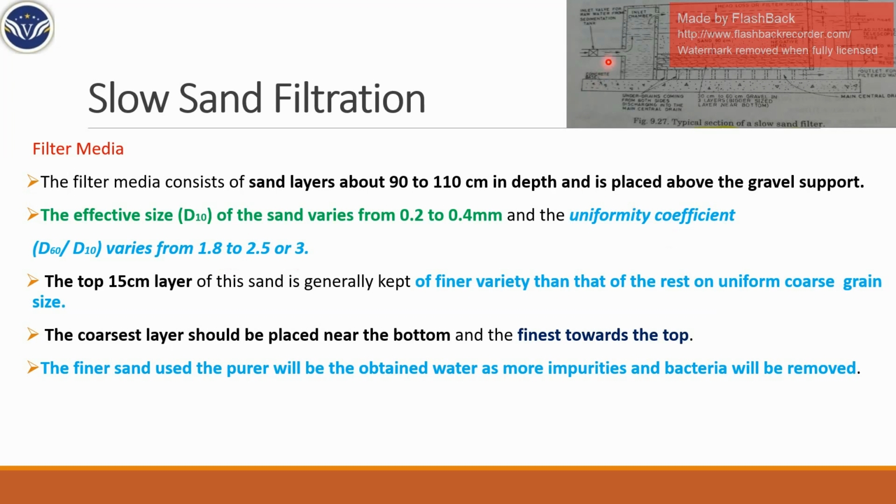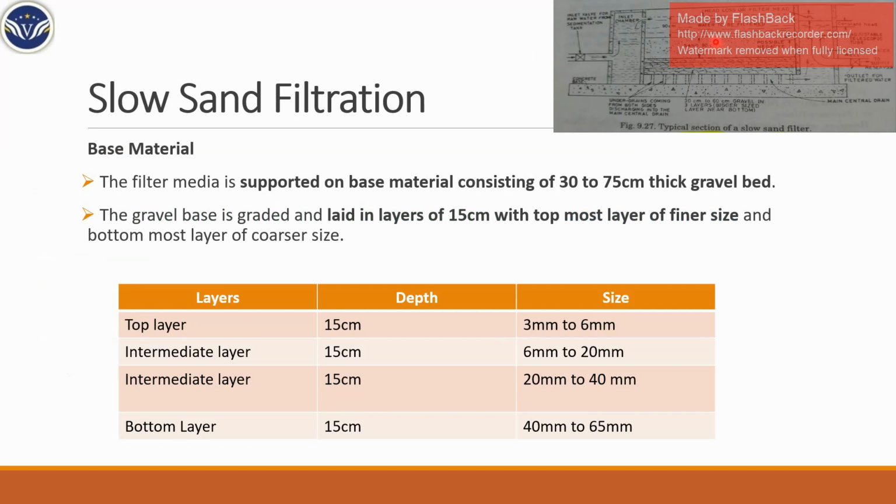The 15 centimeter sand layer is always resting on a uniform coarse grain size. Much of the filtration takes place, or the impurities are removed, at that top layer itself. So in this top layer only, much of the purification takes place. We have finer particles at the top, and as we go to the bottom there are coarser particles in layers. Normally we use 3 to 5 layers over here.